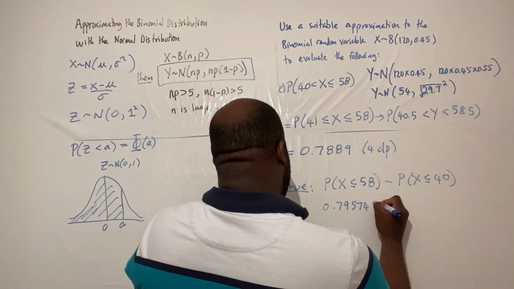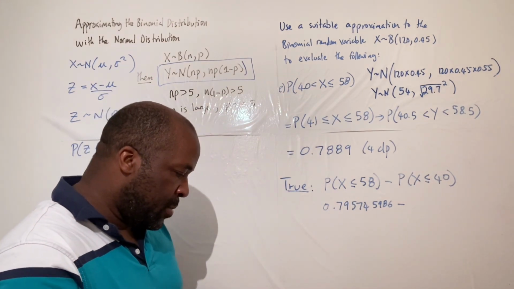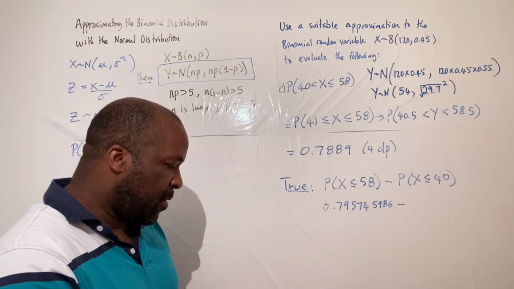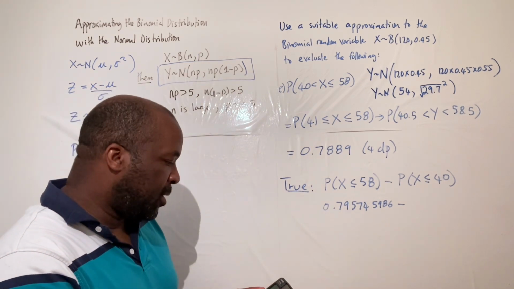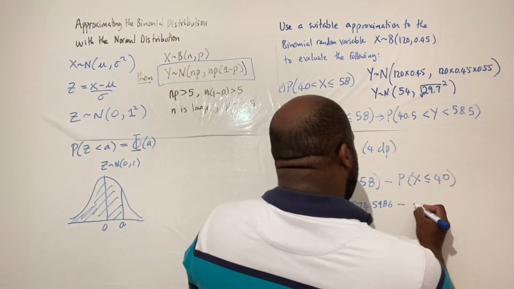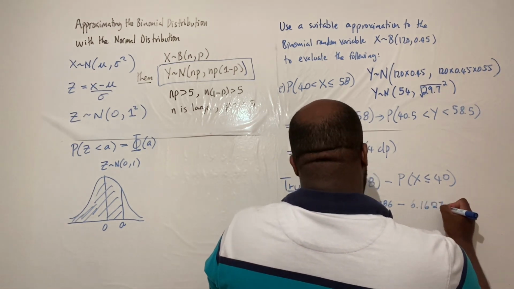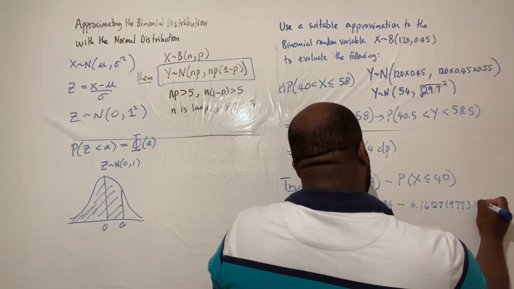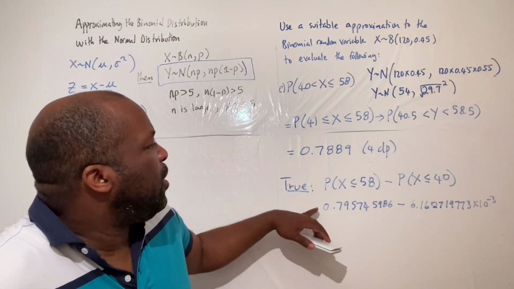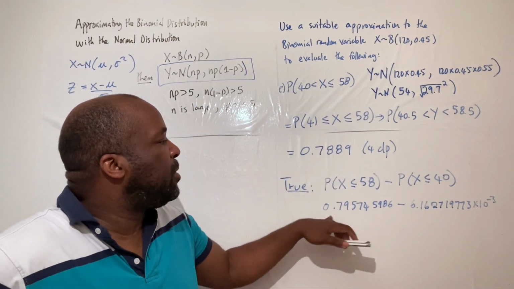Let's do it exact, 0.7957... minus, all right, again, variable. x is now 40, n is 120, p is 0.45, and then this is 6.1627197773 times 10 to the minus 3. So that's going to give us the true value, and then we would express this answer, the difference between this and this, as a percentage of the true.